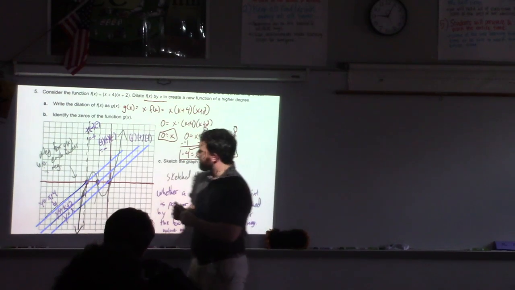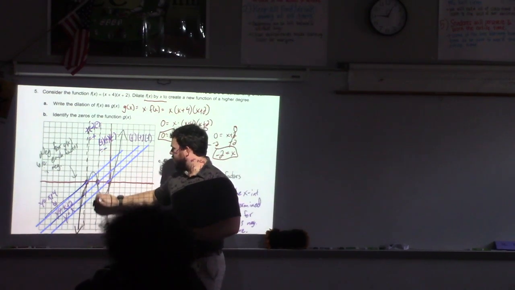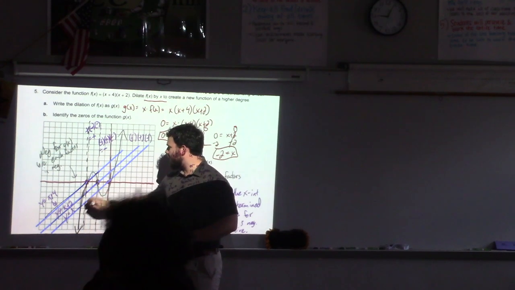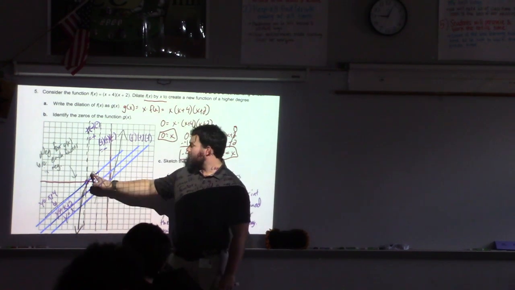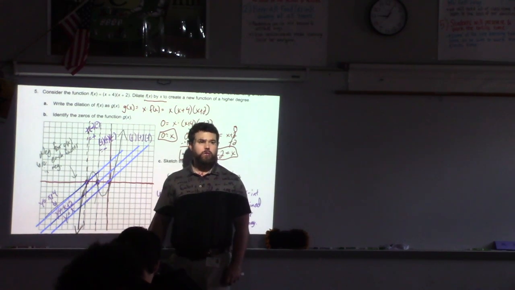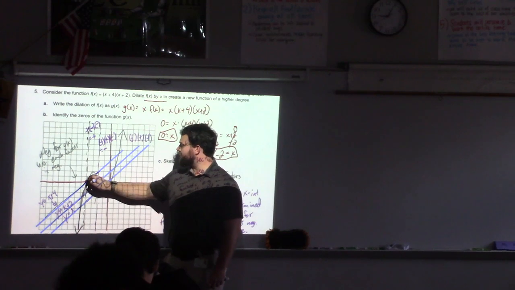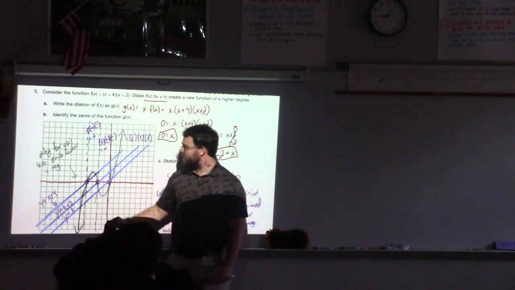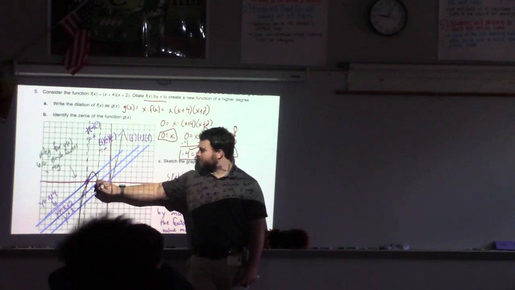In this region, and I will point this out, color coding can be helpful here, I have a positive, a negative, and a negative. What's a positive times a negative times a negative? That's a positive, right? So it goes into the positives. But I know it has to start decreasing, going back down, because it's got to get to the what? Zero. To that zero here.